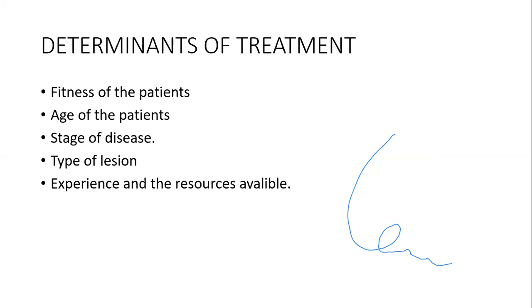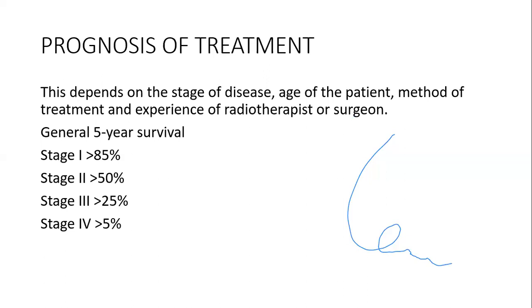So the treatment option depends on certain factors: the fitness of the patient, the age of the patient at presentation, the stage to which the disease has progressed, the type of lesion we are dealing with, and the experience and resources available in the center where the patient is receiving treatment. So the prognosis of the disease depends on the stage, the age, and the method of treatment, as well as the experience of the surgeon or radiotherapist.